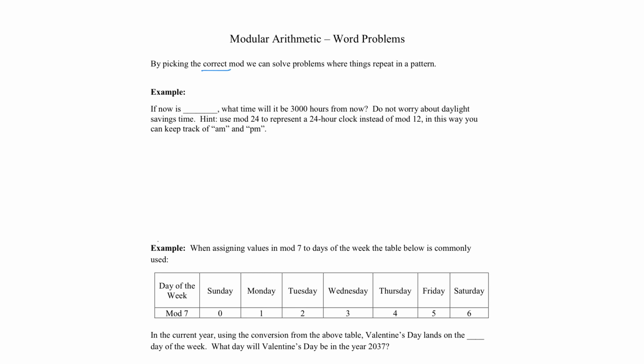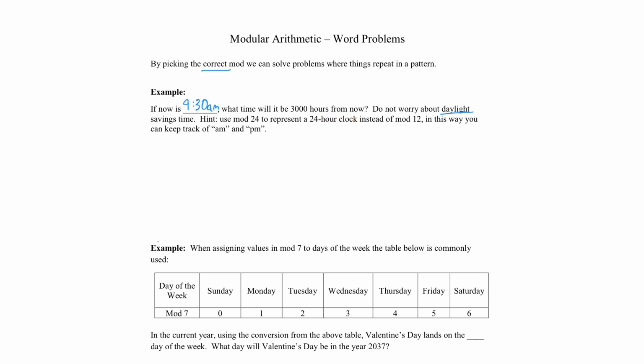Okay, let's look at the first example. So if now is, I look at my clock, it's 9:30 a.m. What time will it be 3,000 hours from now? And we're not going to worry about daylight savings. So this question gives us a little bit of a hint. It tells us we're going to use mod 24 to represent the 24-hour clock.